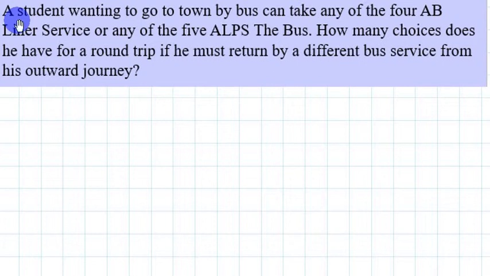Let's have another example of a counting problem. A student wanting to go to town by bus can take any of the 4 AB Liner services or any of the 5 Alps the Bus. How many choices does he have for a round trip if he must return by a different bus service from his outward journey? Pause the video and try to answer this problem.